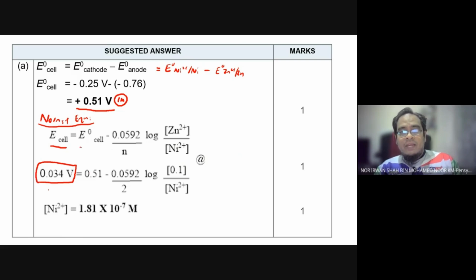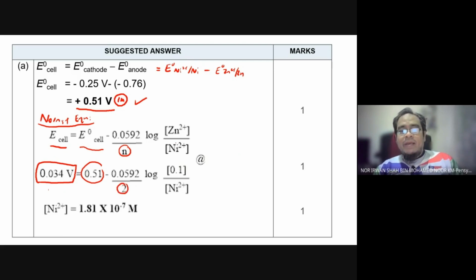Okay, untuk E not cell, ini kita dah calculate just now. Atas ni tadi, kita dah kira. So, masukkan dekat sini. So, 0.0592 over N. So, N apa tadi? So, N adalah number of electrons transferred. Dah, yang kita dah buat half equation dan overall equation tadi kan. So, berapa mol? 2 mol. So, that's why N is 2.